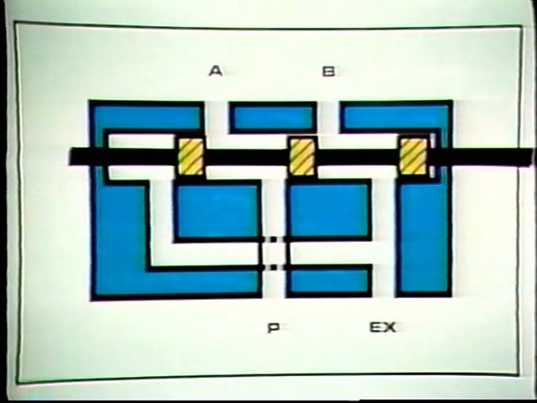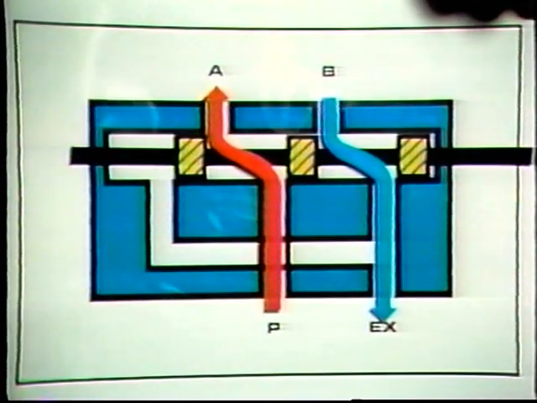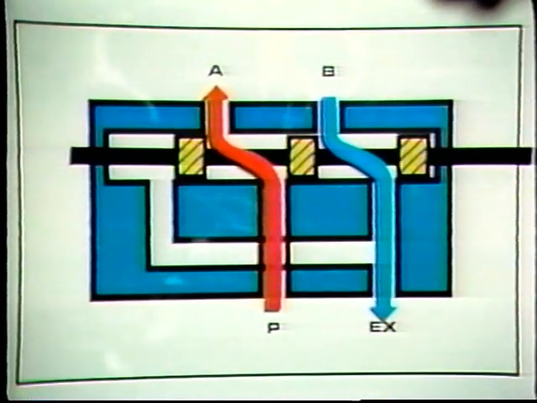One of the most common directional control valves used in industry is the four-way valve. It is frequently used to obtain reversible motion either in a cylinder or a pneumatic motor. This is a four-way valve here. In this position, port A is connected to the supply or pressure side, and port B is connected to the exhaust.